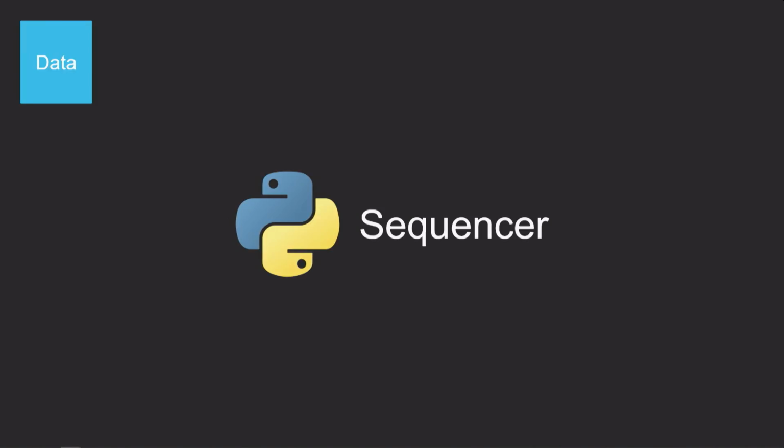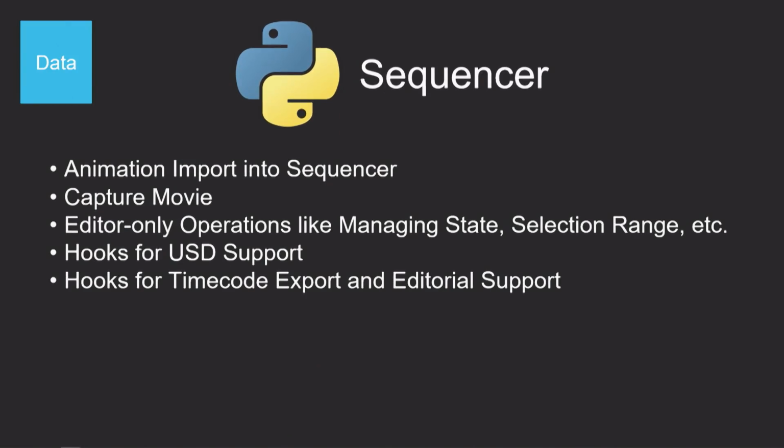Also on the Python front is Sequencer. If you've dived into the 4.20 Python API, you'll notice there is a little bit of missing functionality, mainly in Sequencer. We weren't able to get all of the Sequencer features into the Python API. You can build up a level sequence and set it up initially, but once you've built it, there's not much more you can do. For Sequencer, we're going to be supporting animation import, all of the capture movie and rendering capabilities, and a bunch of editor-only operations like moving and setting the selection range, things you can do in the UI. It's not exposed to Python yet, but it will be for 4.21.